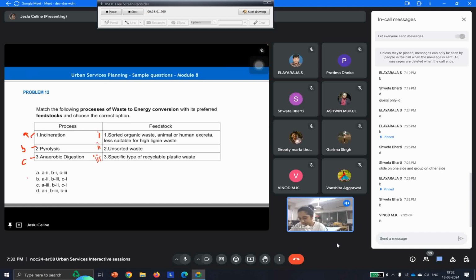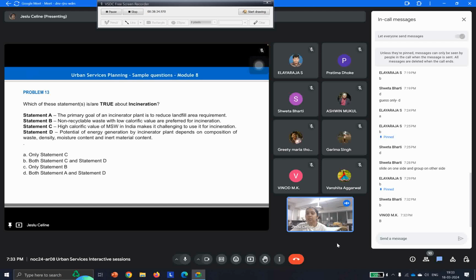Option B is the correct answer because in incineration we can use unsorted waste, and for pyrolysis we have discussed that we need a specific type of waste, because this is a specific process which is used at a very high temperature. So we need this specific type of recyclable plastic waste for pyrolysis, and for anaerobic digestion we use sorted organic waste or animal excreta. So option B is the correct answer. Very good. Let's proceed to the next question.